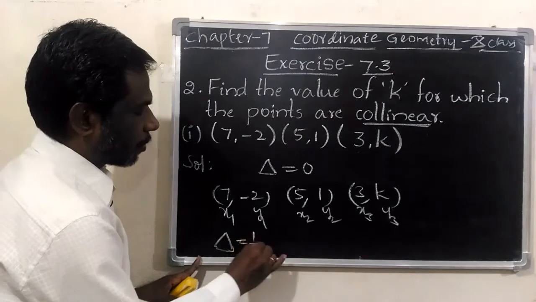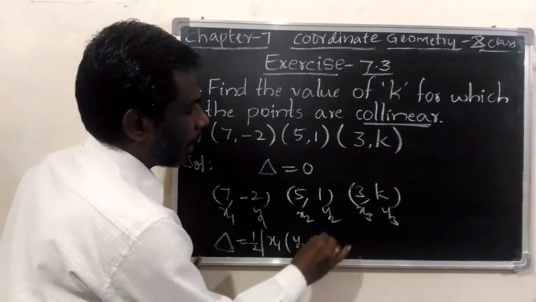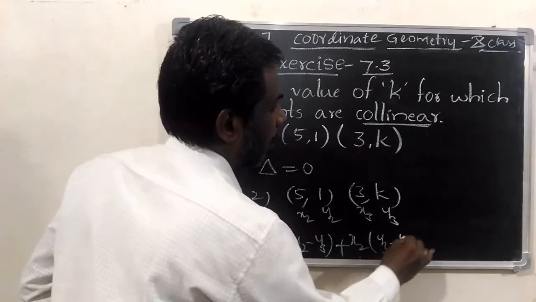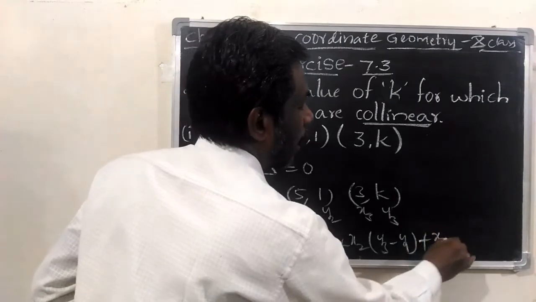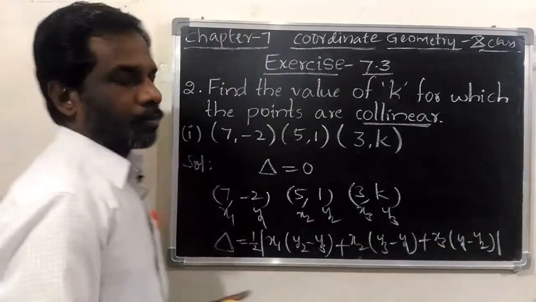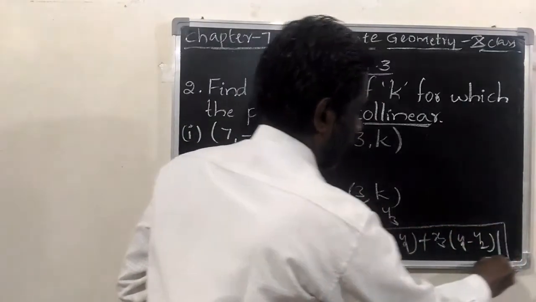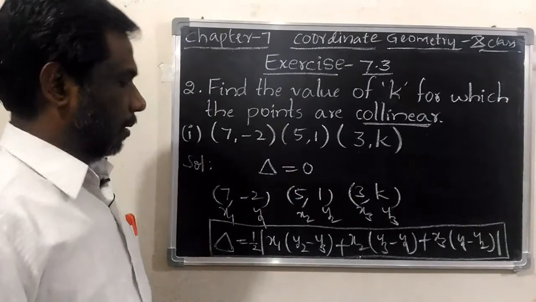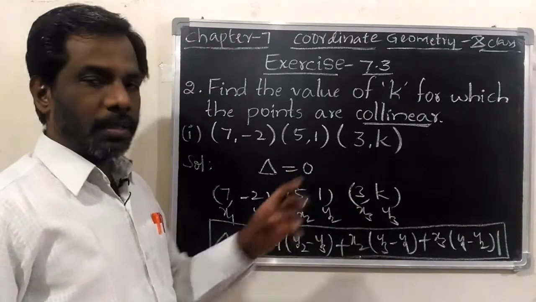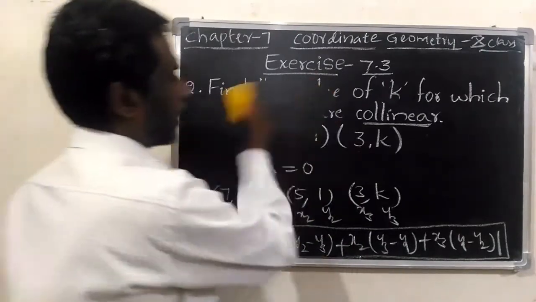Delta is equal to half mod of x1 into (y2 minus y3) plus x2 into (y3 minus y1) plus x3 into (y1 minus y2). After this, make it a box. And next we want to substitute these x1, y1, x2, y2, x3, y3 values in this formula. See how I am substituting it.